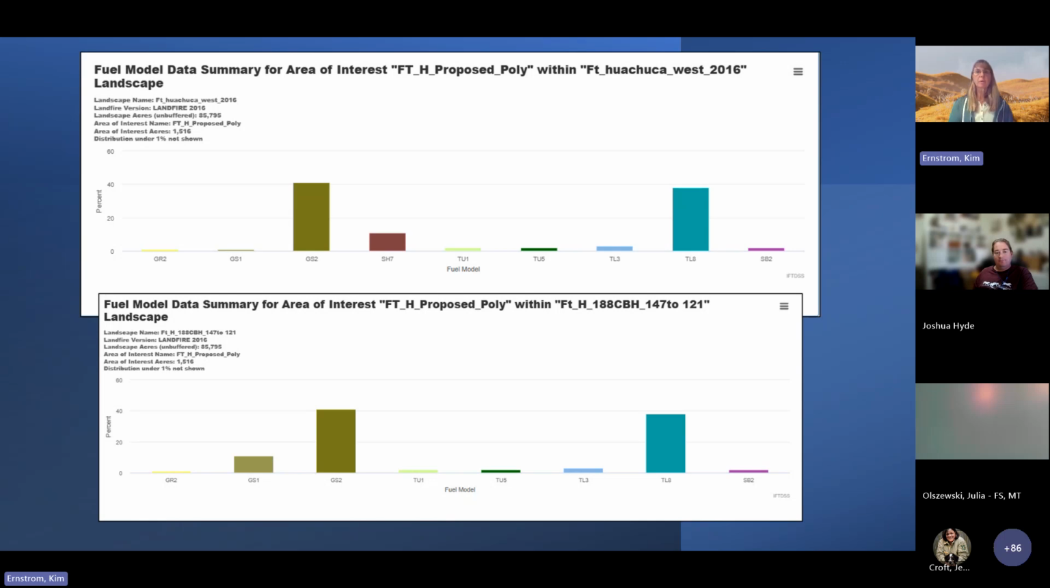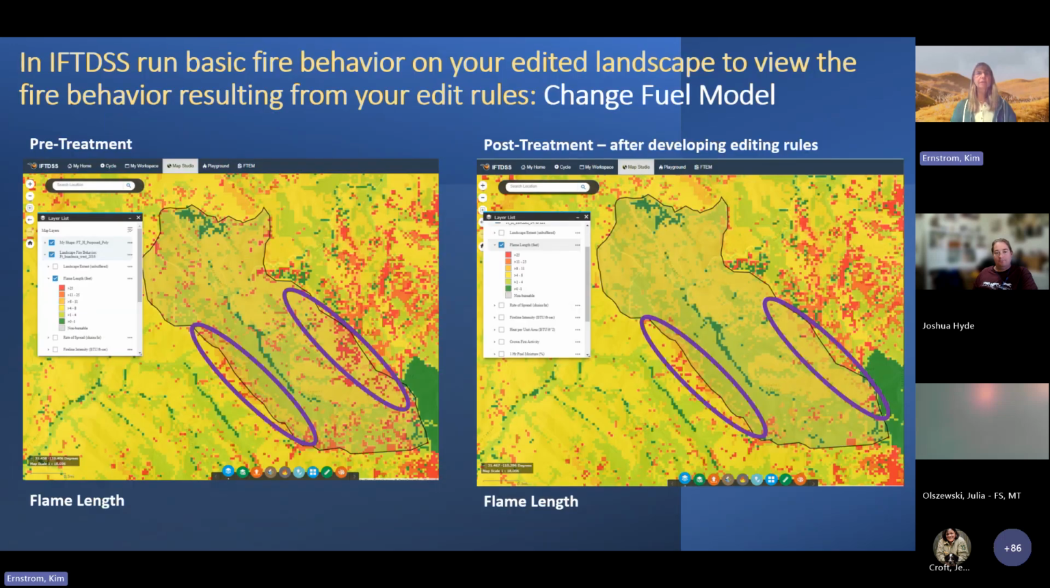So when we run our reports here, you can see the upper one is what I had before we did any rules, and you can see the SH7 is in there, right? And after I made my rule and my edit, I changed that fuel model SH7 and I sort of shifted it over to that GS1. So I can show everybody this is what I'm gaming out in my treatment. And then I can run the fire behavior again. So I go back into IFTDSS, I rerun the fire behavior.